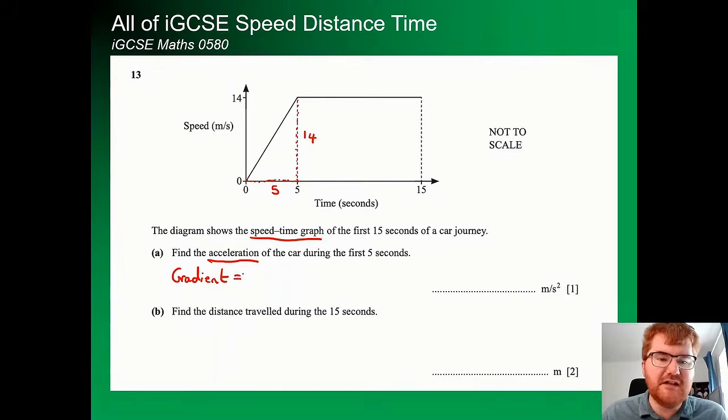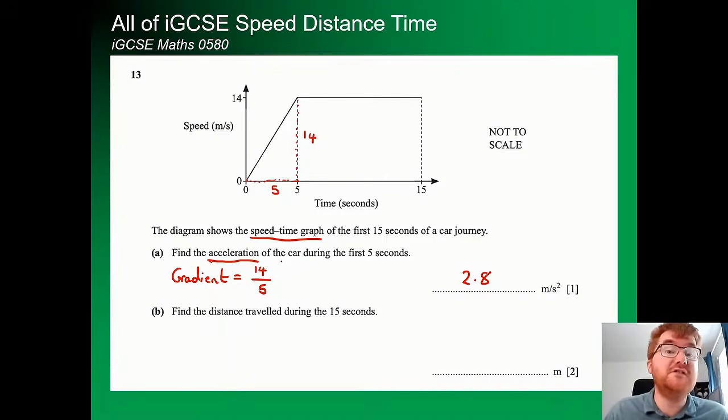So to work out the gradient here, all we do, remember, is the change in y over the change in x. So our change in y, the height of this, is 14. And then the length of this is equal to 5. So we get 14 divided by 5. I'm going to put that as a decimal, which is 2.8. Again, you can check that on your calculator. Looking through some of the mark schemes, sometimes they want you to simplify and sometimes they don't. So on the safe side here, I'm going to put this as a decimal.